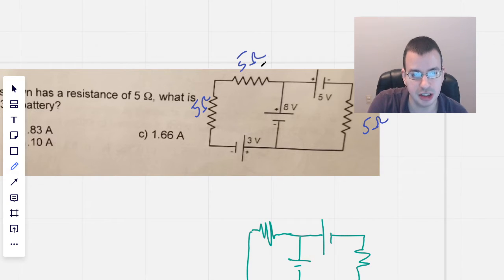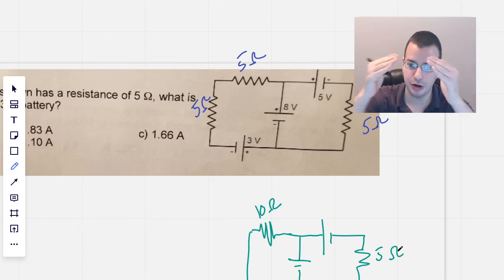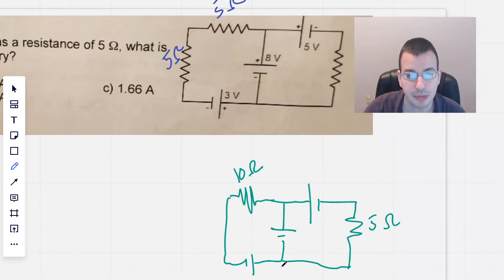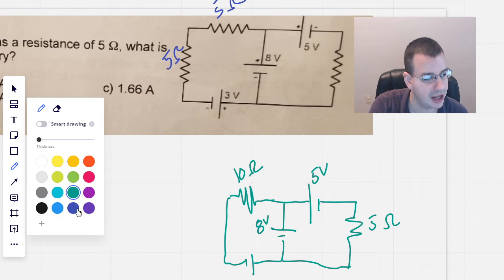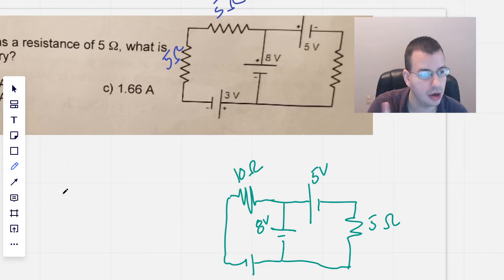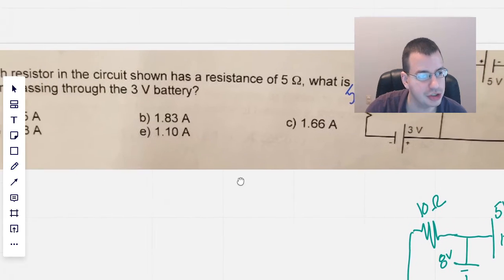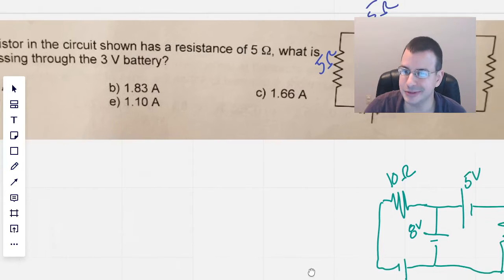So then these two, when they combine, will just become a 10 ohm resistor, because resistors in series, you add their resistances. So then we have 5 volts, 8 volts, and 3 volts. And we're trying to find the current through the 3-volt battery.